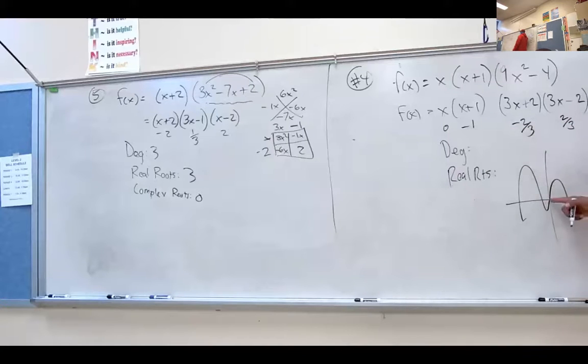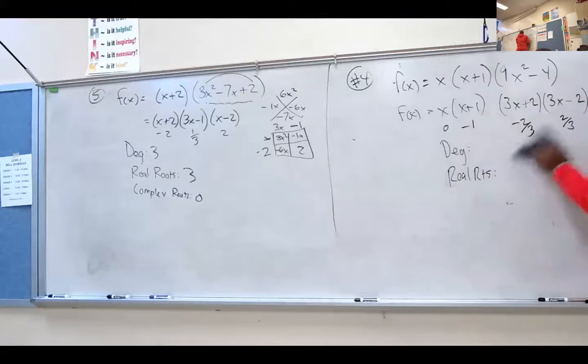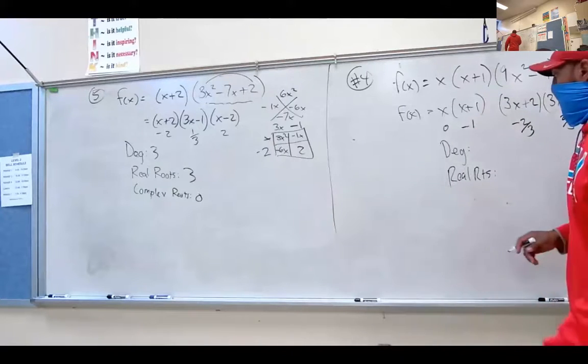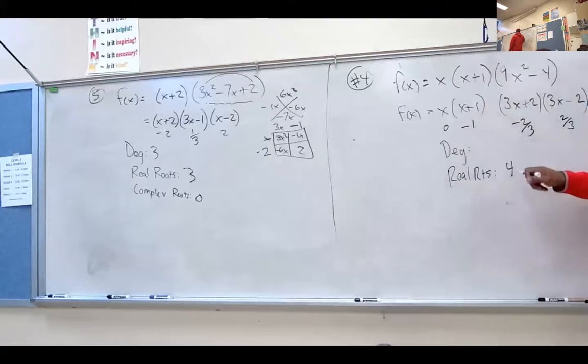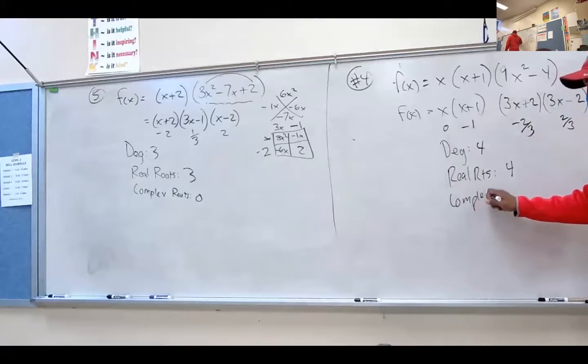That 0 is another real root because it crosses through the middle. I don't know what the graph looks like, but it crosses through 4 times. So 4 real roots, nothing about those is complex. So 4 total. Which means for complex roots, how many would we have? None.